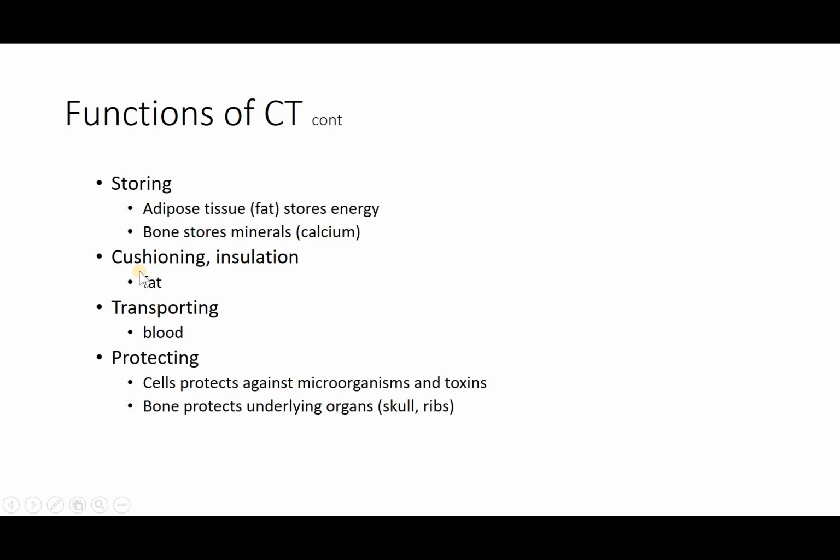Fat or adipose tissue is also good for cushioning and insulation. Blood, a liquid connective tissue, is good for transporting substances throughout your body. And then it allows for protection. Okay, some of our connective tissue cells protect us against microorganisms and toxins, and our bone will help protect our internal organs.